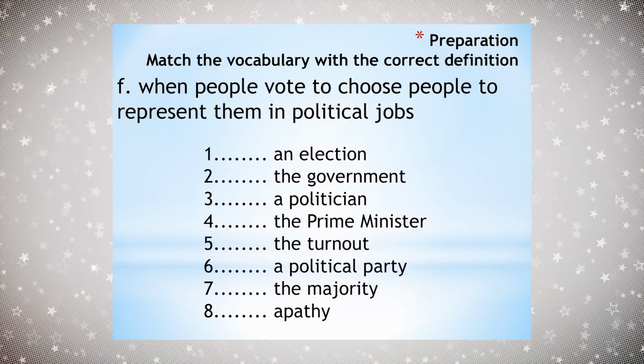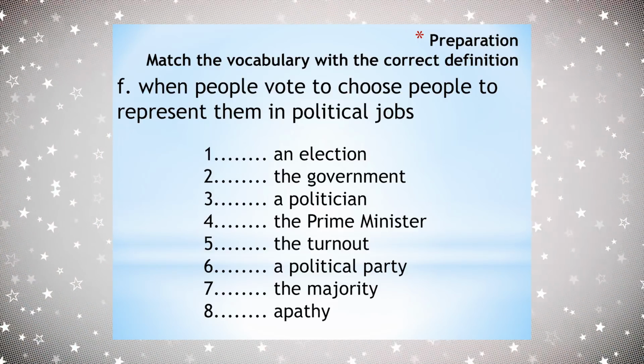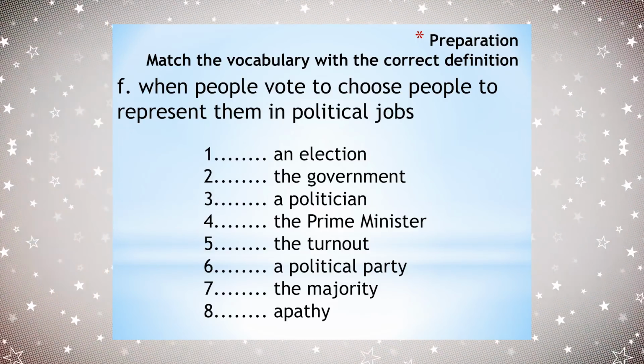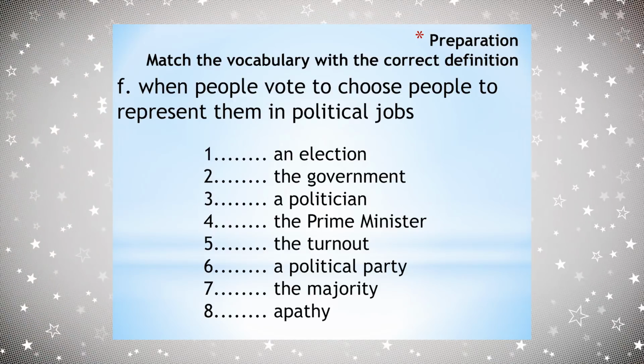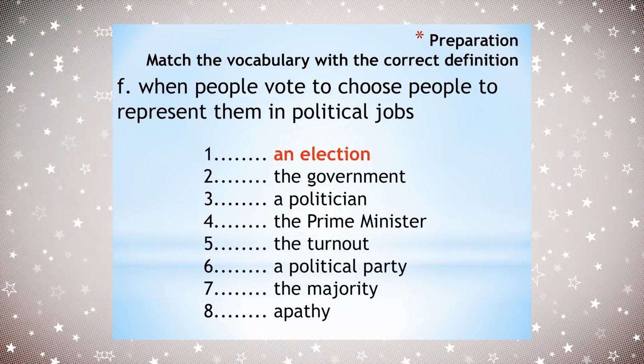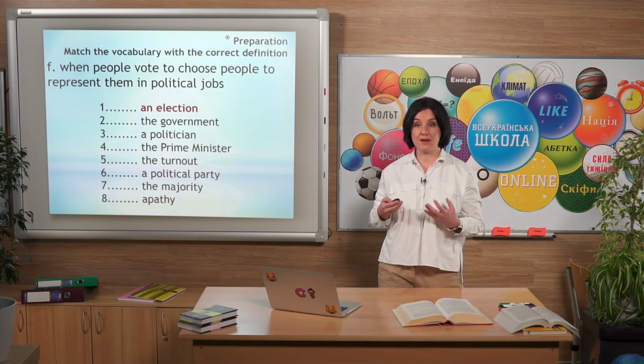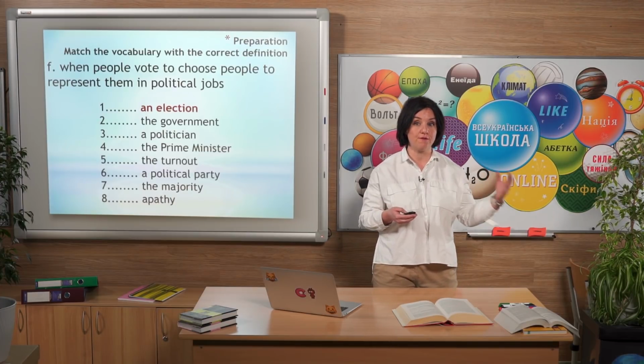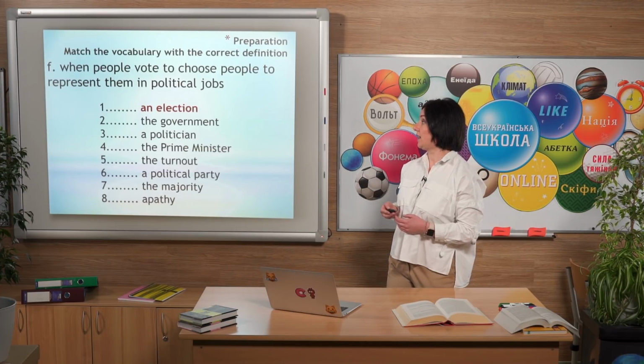Okay, the next word. When people vote to choose people to represent them in political jobs. So this process is called an election. We have elections every 4 or 5 years. And that is the process when we go and vote.